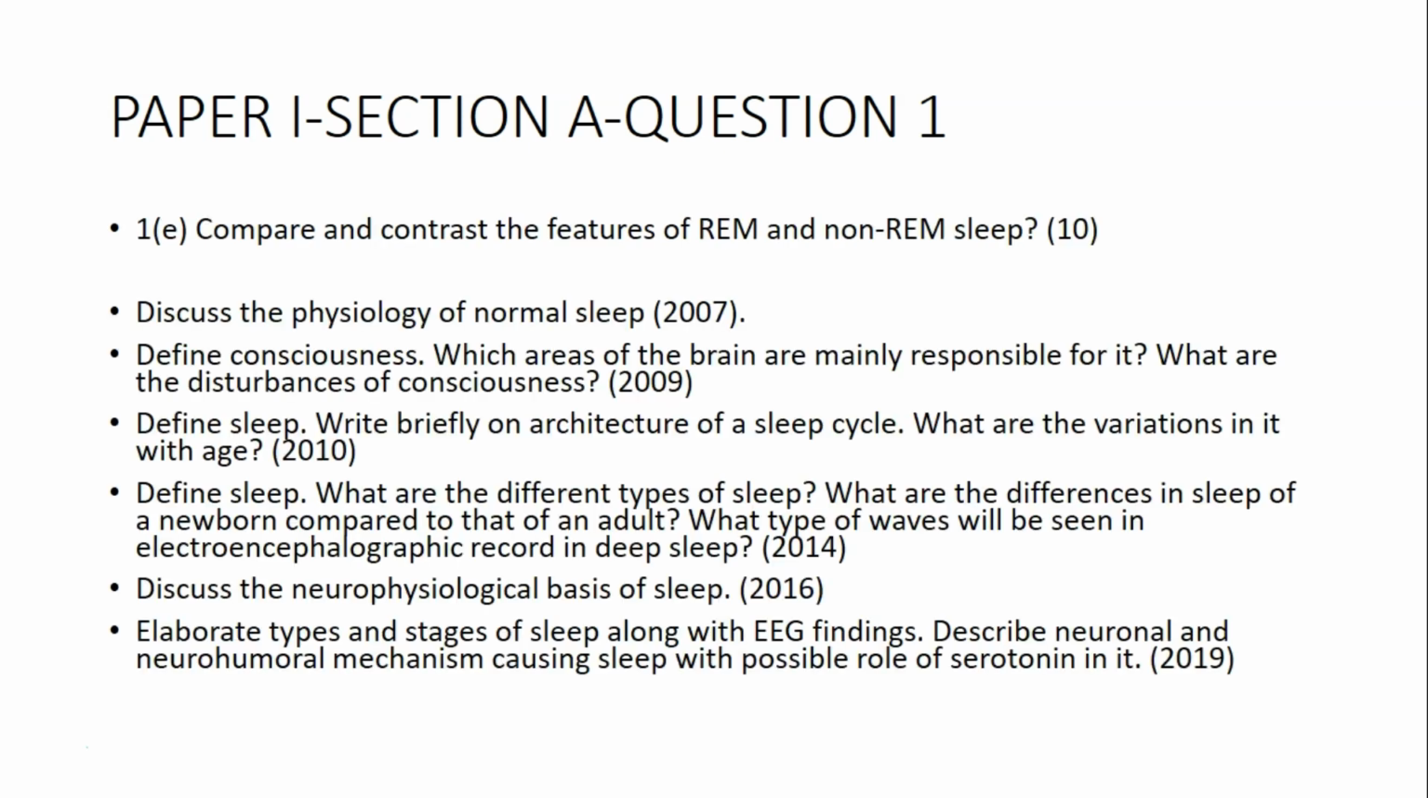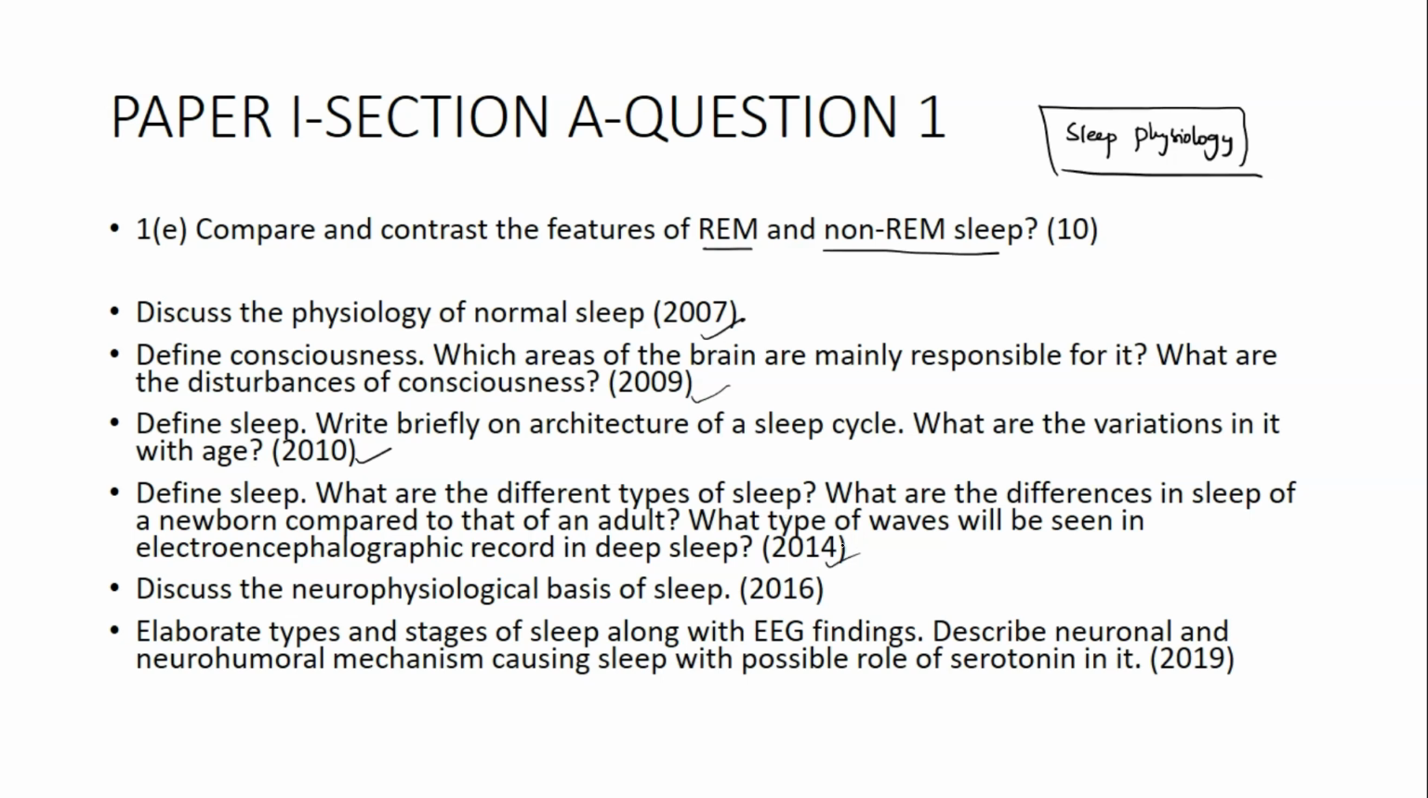Now compare and contrast the features of REM and non-REM sleep. So sleep physiology, physiology of sleep and consciousness is from the syllabus itself. So there are so many questions in the recent past from sleep physiology. In 2007, the physiology of normal sleep. 2009, about the consciousness part. In 2010, define sleep cycle. What are the variations with each?